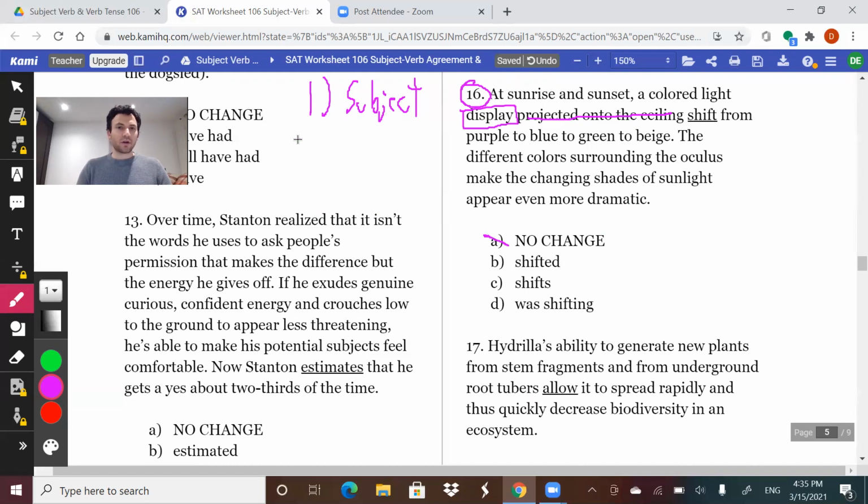But actually, on this one, we need to figure out the tense now. So if we look around for context, the next sentence says make. So make is in the present tense, so we know that the display shifts.